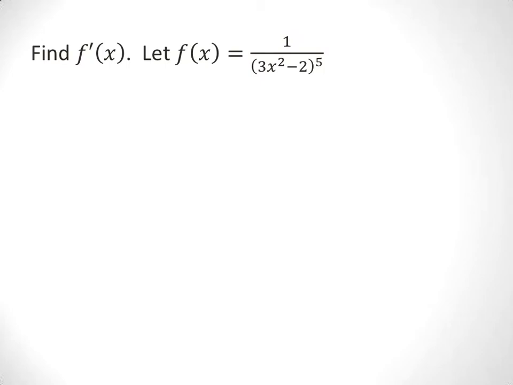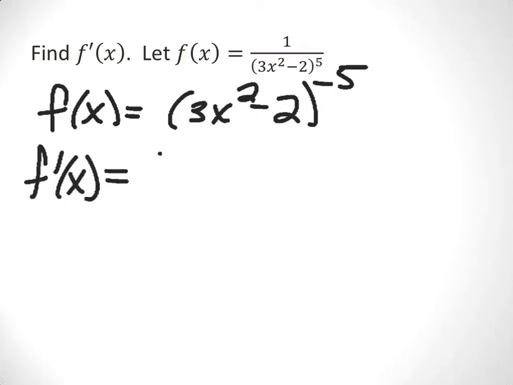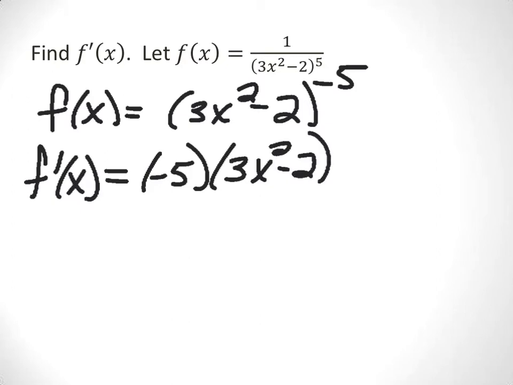When you have something that looks like this, sure, you could use the quotient rule, but we don't need to. Let's go ahead and rewrite that with a negative exponent, 3x squared minus 2 raised to the negative 5 by exponent rules. And then we're going to have to use the chain rule because we have a nested function. Bring the negative 5 down, keep what's inside, subtract 1 from the exponent, chain rule out the derivative. And that's the language you use every time.